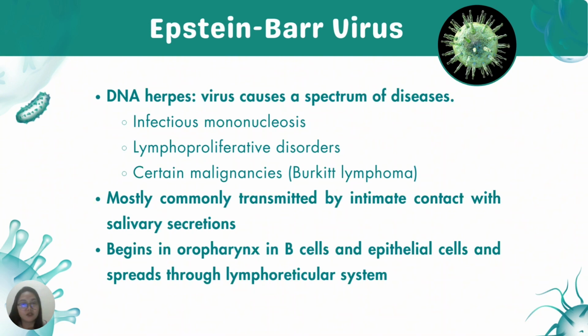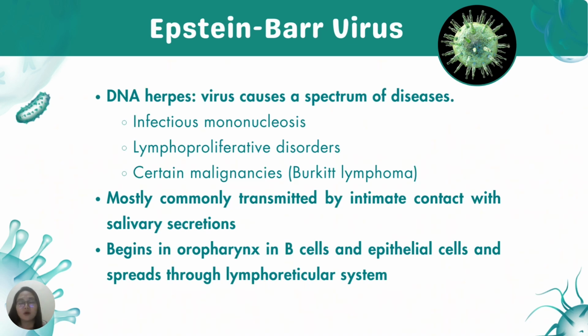Okay. So Epstein-Barr virus. As I mentioned, we have already learned about this in our virology, so let's discuss this briefly. This DNA herpes virus can cause a spectrum of diseases, though this primarily involves infectious mononucleosis. Infectious mononucleosis is more commonly known as the kissing disease, as this is primarily transmitted through saliva. Cases of this are very common in teenagers and young adults, specifically those that have multiple kissing partners. Okay, so lymphoproliferative disorders and certain malignancies such as Burkitt lymphoma.